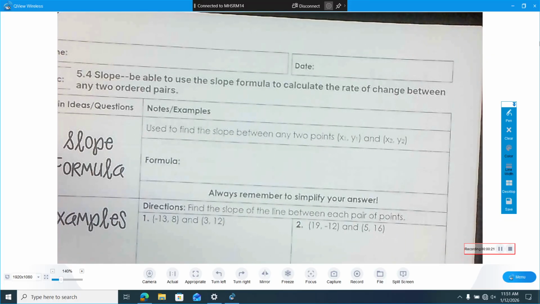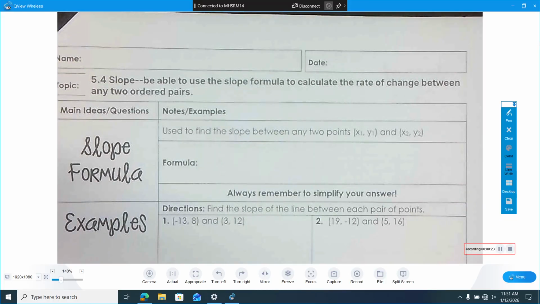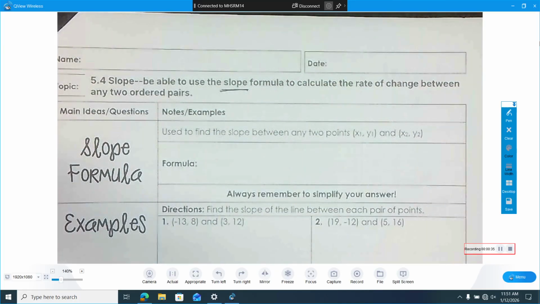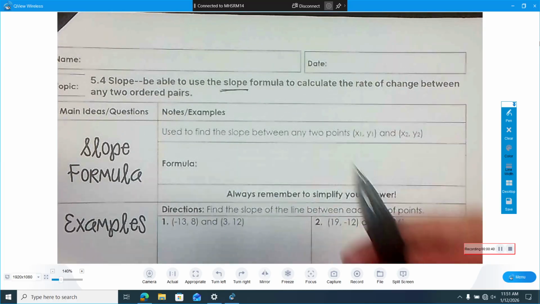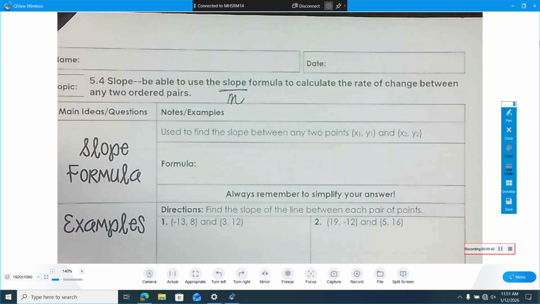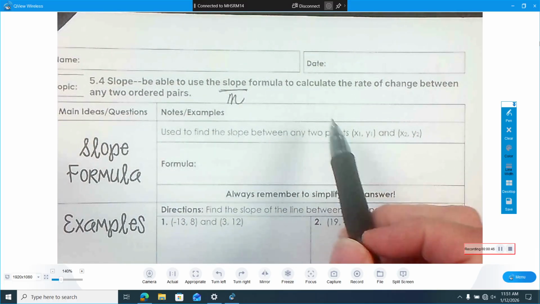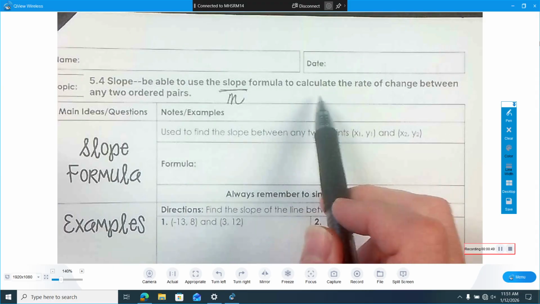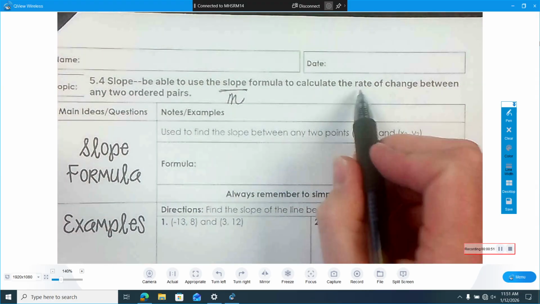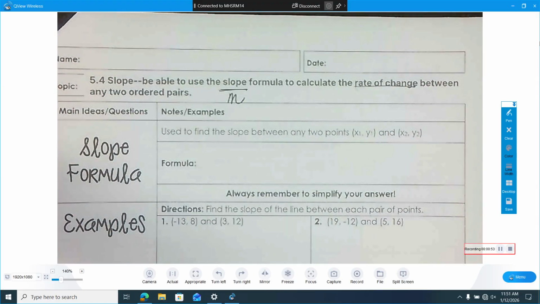So, on Friday, we were talking about rate of change, and we introduced some other vocabulary as well. Rate of change turned out to be the same as slope. They're just 2 different phrases that represent the same thing. And we also have a letter that we use to represent slope or rate of change. We use the letter M. And we're going to figure out today how to calculate the rate of change or slope between any 2 points.